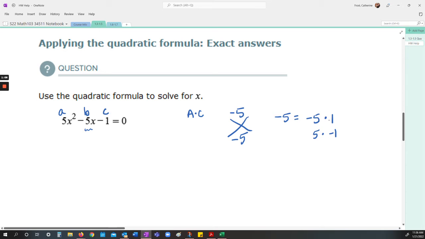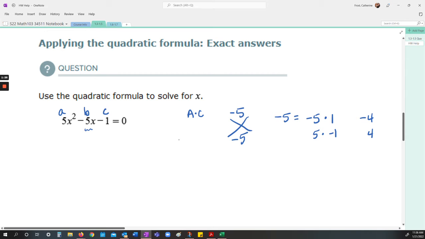Well, that's not going to work. Negative 5 plus 1 is negative 4. 5 plus a negative 1 would be positive 4. So that means that this is not factorable over the rational numbers. So basically, we should use the quadratic formula.